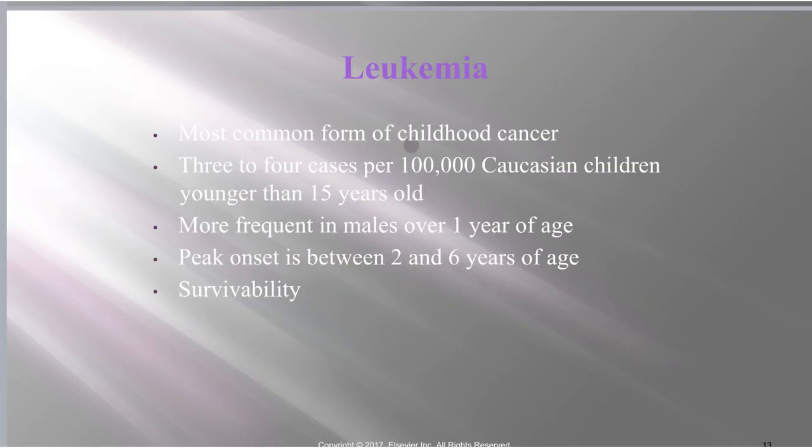All right. So leukemia, which is the most common form of childhood cancer, 3 to 4 cases per 100,000 children younger than 15 years old. It is more frequent in males over the age of 1, but typically the onset is between the ages of 2 and 6, so those toddlers and preschool age kids.